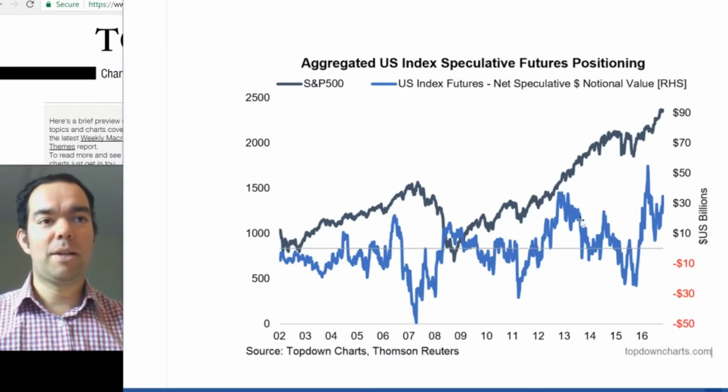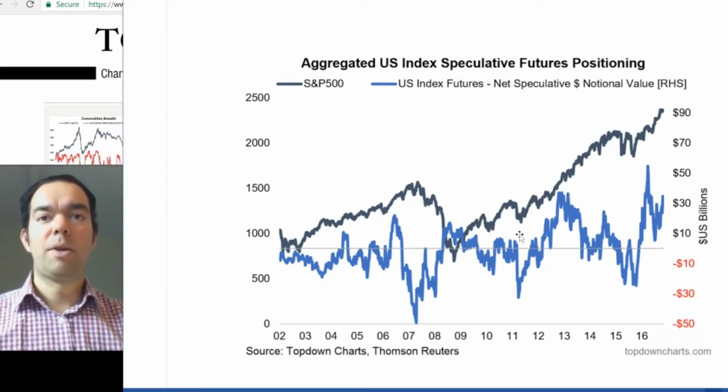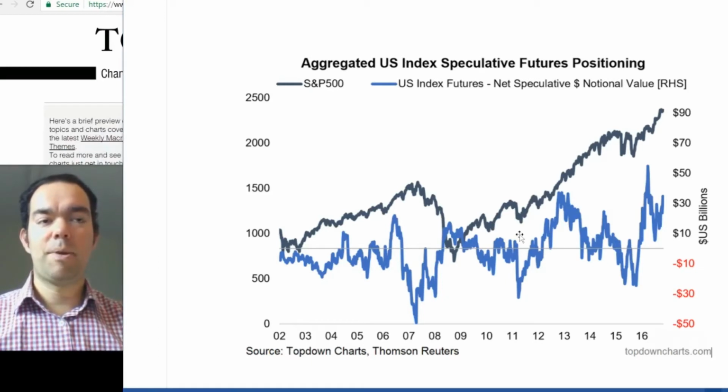The first chart here is a picture of stock market leverage in the futures space, and this is particularly speculative futures. What we're seeing here is the net speculative longs or shorts across all the major US stock market index futures. So this includes the Dow, the S&P 500, NASDAQ, the mid cap and the small cap futures, and so it's all in net terms. It includes both the E-minis and the original ones.